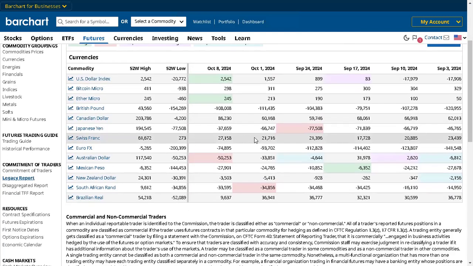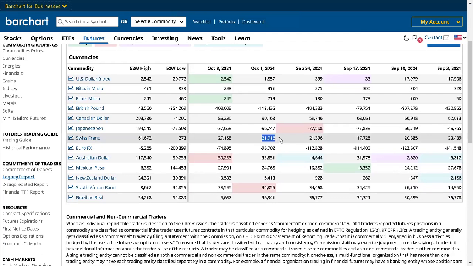If you look at Swiss franc last week, commercials were buying the Swiss at 21,716 contracts. This new week, they brought in almost 6,000 more, because you can see from 21,000 to 27,158. This tells a lot that we're going to gain some bullish move, like on this CHF, which is the Swiss franc.